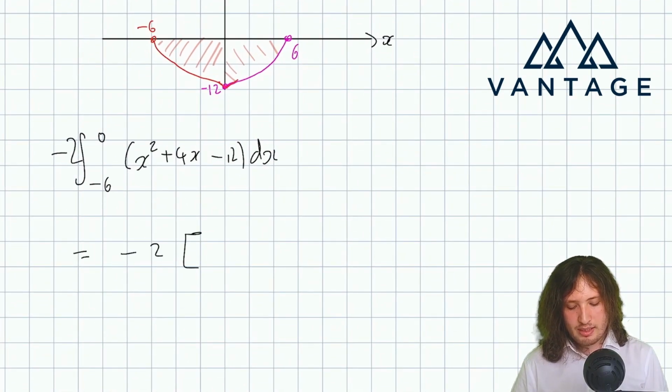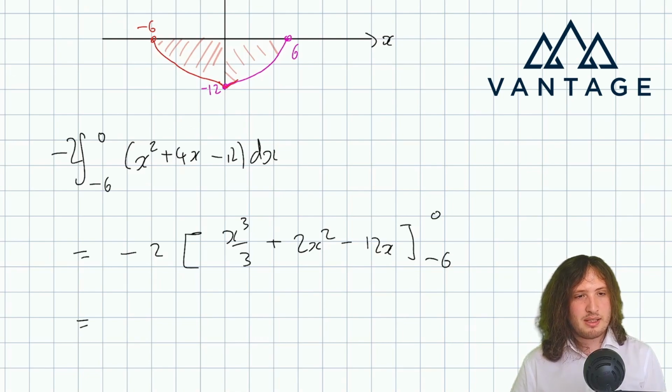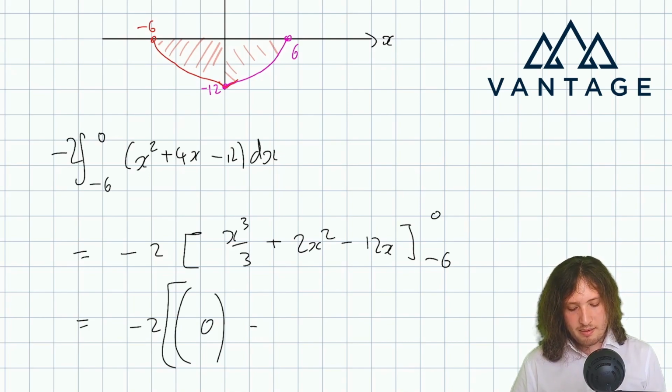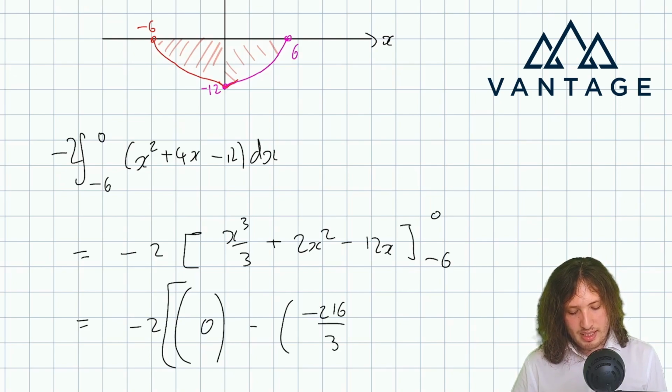We've got minus 2 lots of x cubed by 3 plus 2x squared minus 12x. So I've just performed the integral on these terms. And then we go from minus 6 to 0. So at 0, we just get nothing. And then at minus 6, well, let's see. Minus 6 cubed, well, 6 squared is 36, so 6 cubed is going to be 216. So we get minus 216 by 3 plus 2 lots of 36 is 72. And then minus 12 times minus 6 is going to be another 72.